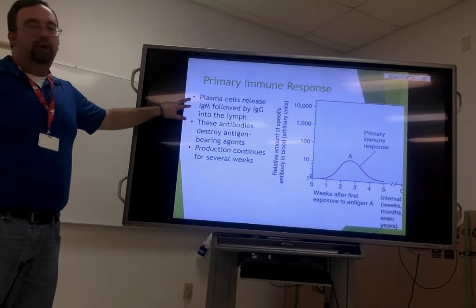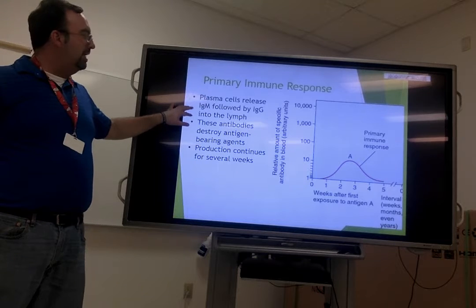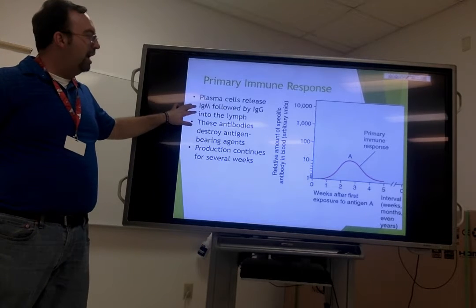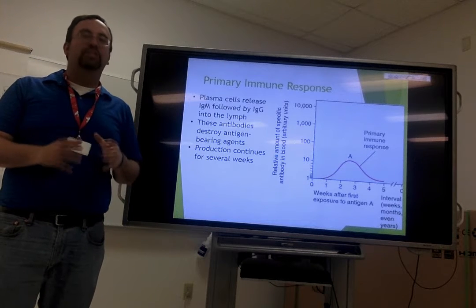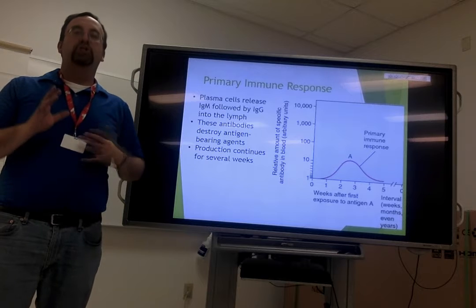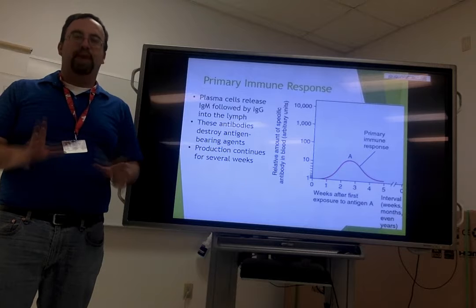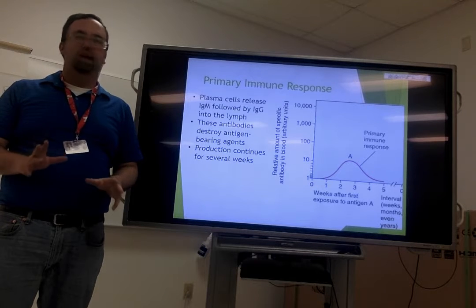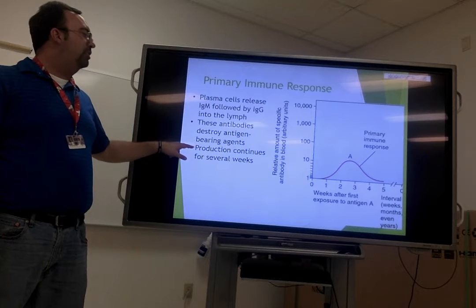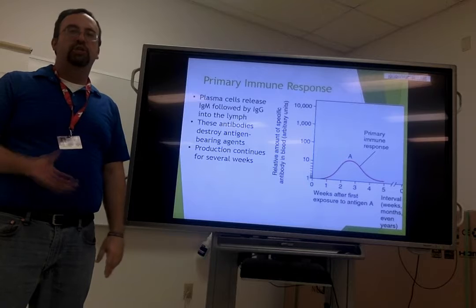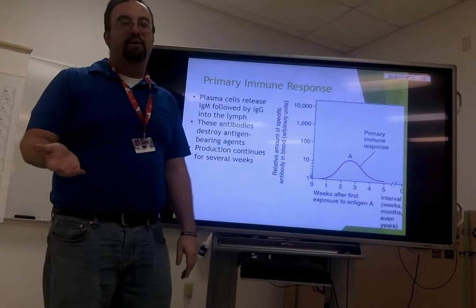The primary immune response, so this little bump right here on the curve, plasma cells will release IgM followed by IgG into the lymph. So again, the whole reason we're talking about this is because the lymphatic system screens your blood and your lymph fluid in order to detect if there's any bad foreign invaders that should not be there. These antibodies will then destroy antigen-bearing agents, and the production of this can continue on for several weeks. As we can see here, this one looks like it's gone on for about 5 weeks.